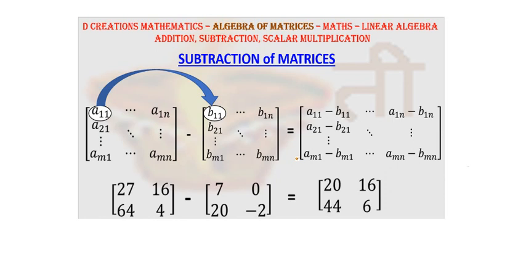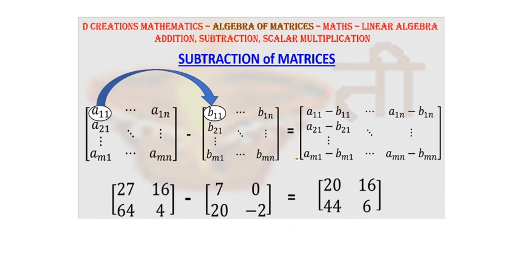So again, let's take an example of two matrices. Both of them are 2 by 2 matrices. That means 2 rows, 2 columns. So if I want to subtract this particular matrix from this matrix, just look at the corresponding elements. So 27 minus 7 will give you 20. 16 minus 0 is 16. 64 minus 20 is 44. And 4 minus minus 2 is plus 6. Isn't it very simple? So just remember the rule of corresponding elements.